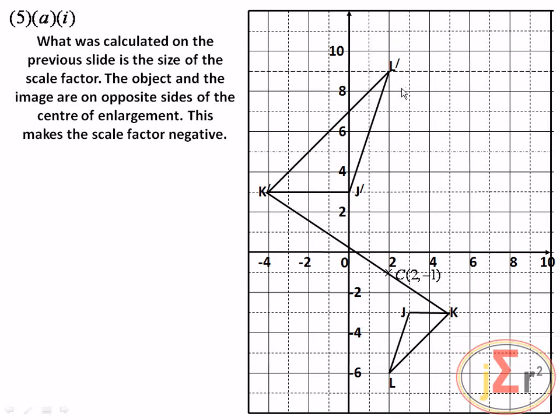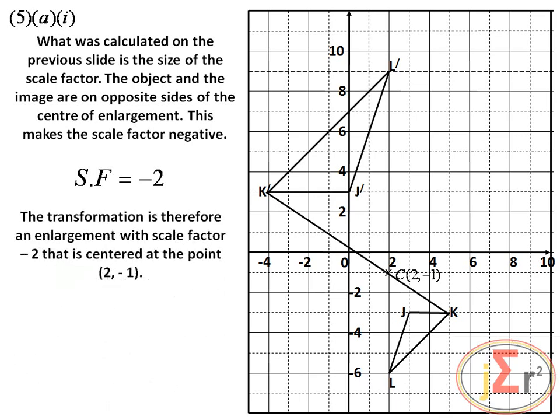Because they are on opposite sides of the center of enlargement, the scale factor is negative, and we are sure of that. If they were on the same side of the center of enlargement, then the scale factor would have been positive. So the scale factor in this particular case is -2. The transformation is therefore an enlargement with scale factor -2 that is centered at the point (2, -1).